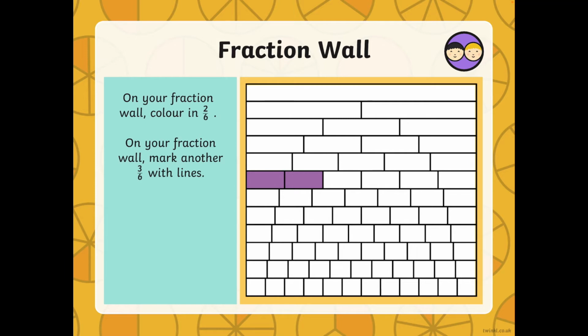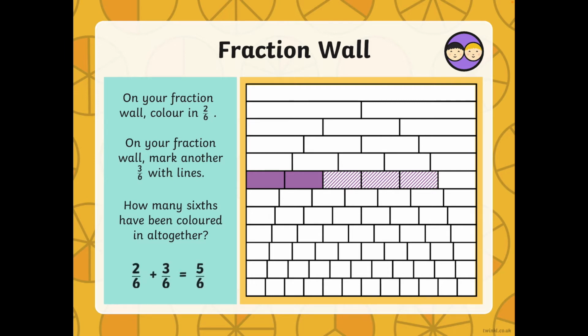And on your fraction wall, mark another 3/6. So you've already got 2/6 coloured in, beg your pardon. Now can you colour in another 3/6? Now, how many sixths have been coloured in all together? That's right, 5/6. So you can see we've actually done some fraction addition then. 2/6 and 3/6 equal 5/6. And you can see that clearly on the fraction wall there.